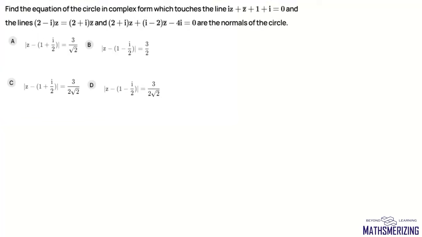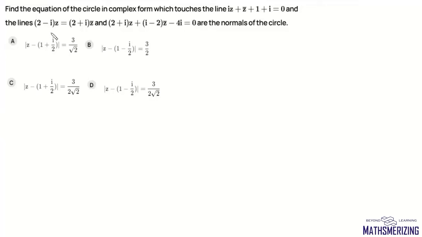Now here the question is, find the equation of circle in complex form which touches the line iota Z plus Z bar plus 1 plus iota equals 0, and for which the lines 2 minus iota Z equals 2 plus iota Z bar and 2 plus iota Z plus iota minus 2 Z bar minus 4 iota equals 0 are normals of the circle. Now we know that normals intersect at center of the circle.